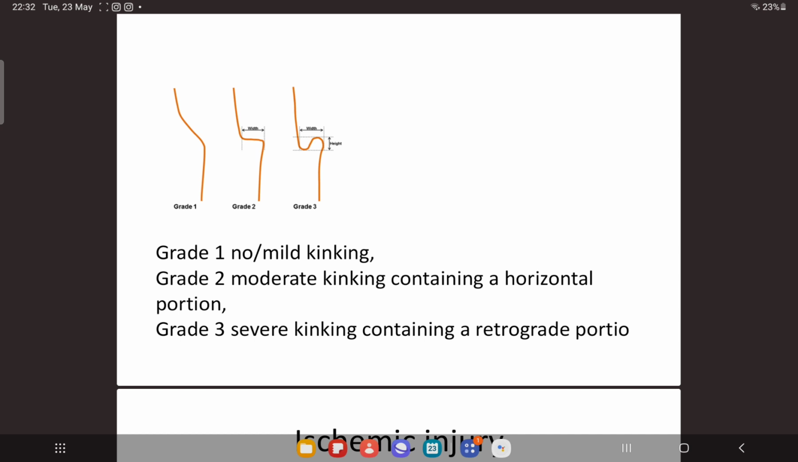There are generally three types of kinking which are very commonly seen. First is grade 1, that is no kinking or mild kinking. Second grade is moderate kinking or containing a horizontal portion. Third grade is severe kinking or containing a retrograde portion. These common variations are there. We cannot call it an abnormality, but as a normal routine we should be able to understand what is abnormal ureteric variation and normal ureteric variation. For the first 2 or 3 grades there is no need of any specific treatment.